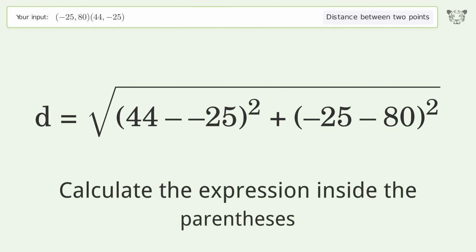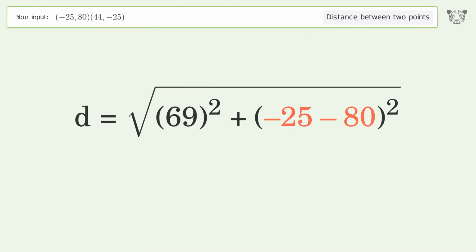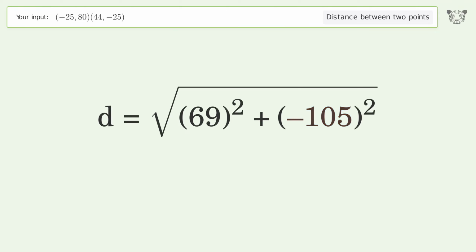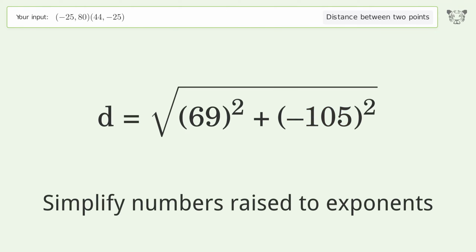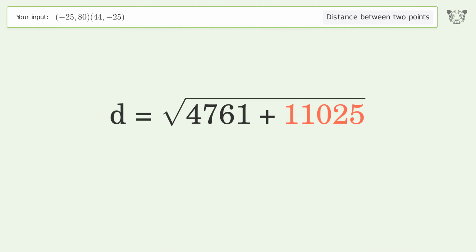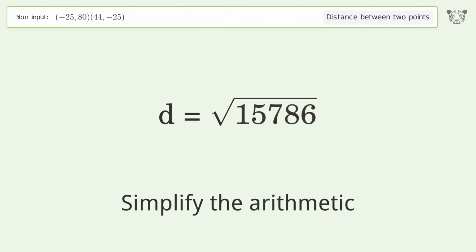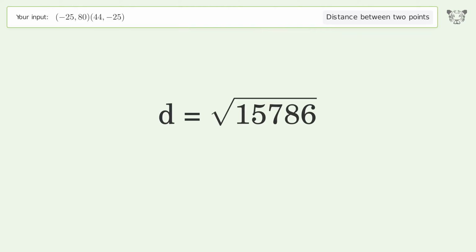Calculate the expression inside the parentheses. Simplify numbers raised to exponents. Simplify the arithmetic. And so the distance between the 2 points is the square root of 15,786, or 125.642.